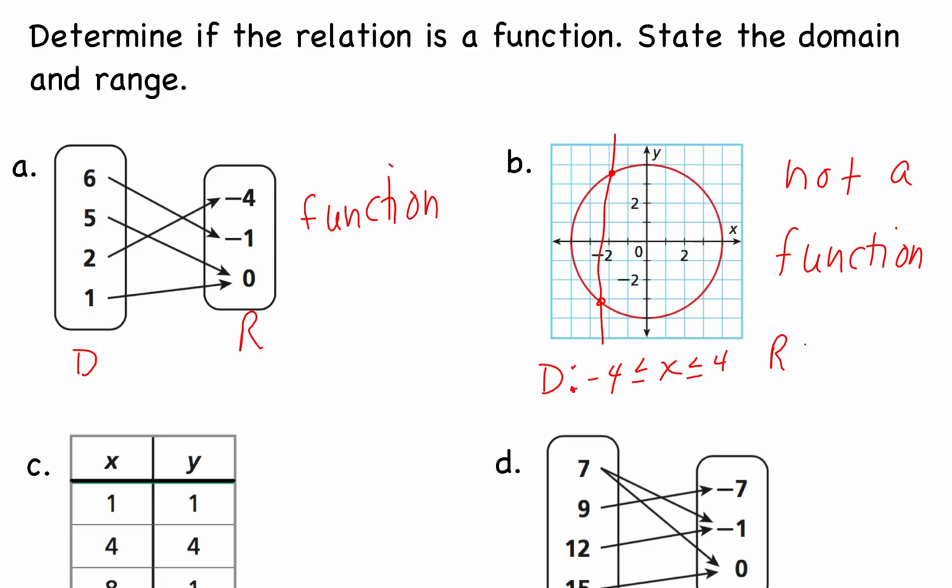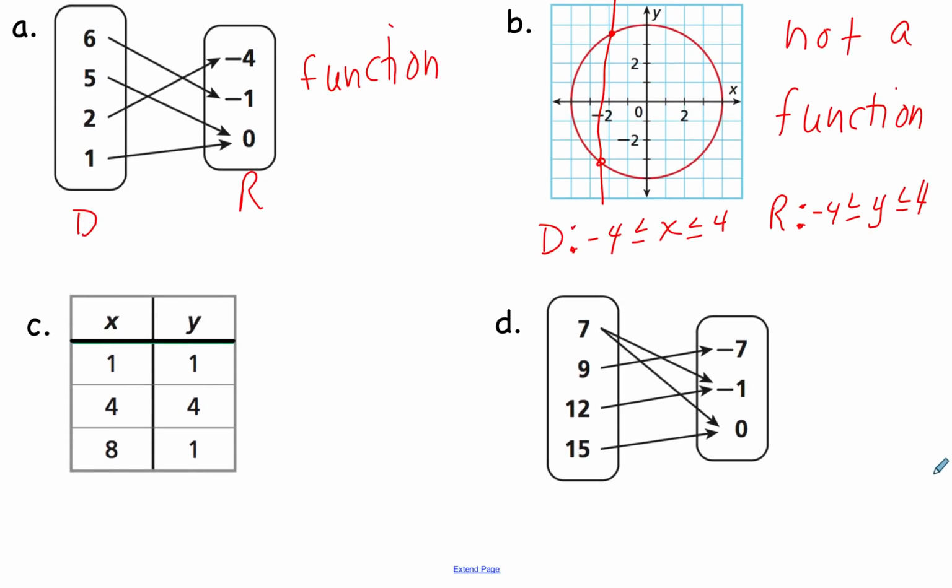Whereas the range on this one, the range are the y values, and that goes all the way from -4, and these are y values, all the way to 4. So that's how you would write that. The y values are less than or equal to 4, but greater than or equal to -4. Same for the domain. Okay, what about over on letter C?